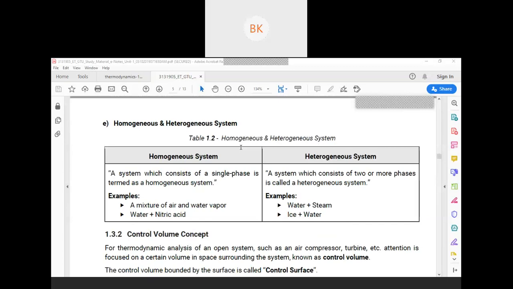Whereas heterogeneous system means, a system which consists of two or more phases is called a heterogeneous system. Matlab, in a particular system if you find two things are there, then it is called a heterogeneous system. Now the example is the water and the steam. If water as well as steam are there, both phases are there, then it is called a heterogeneous system. Or ice and water, that is again a form of a heterogeneous system.